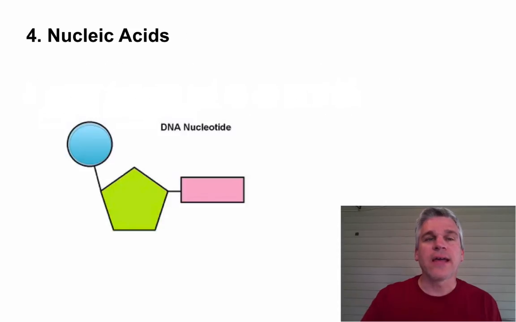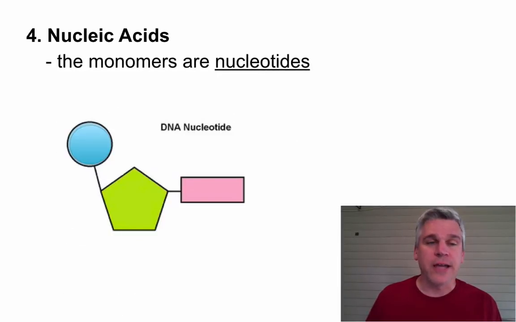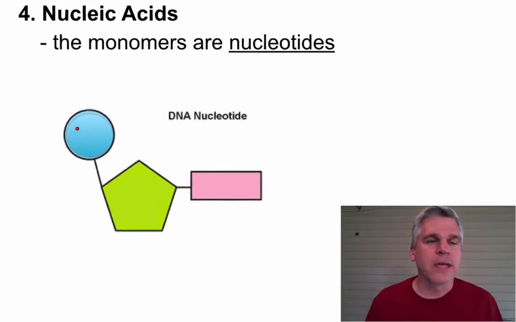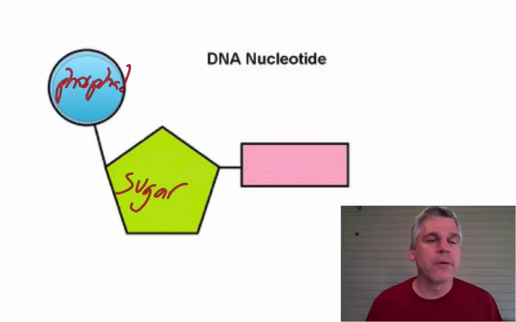The last organic compounds are the nucleic acids. A nucleic acid is made up of a smaller building block, or monomer, called a nucleotide. Here you can see a nucleotide in the diagram. There are 3 parts to this nucleotide. We have a sugar, which is a type of monosaccharide. We have what's called a phosphate group.